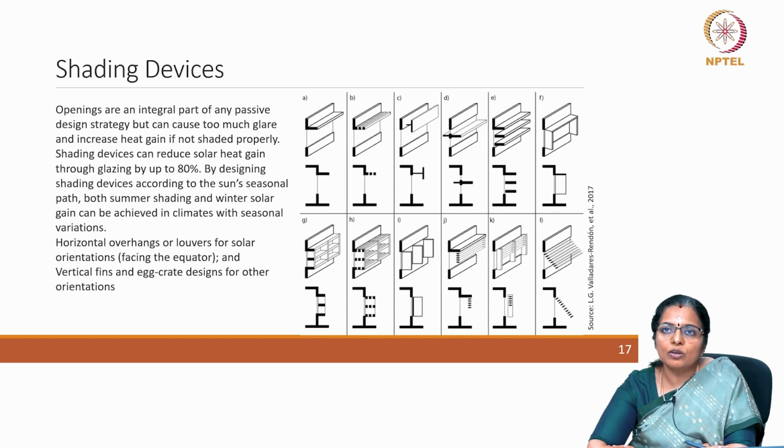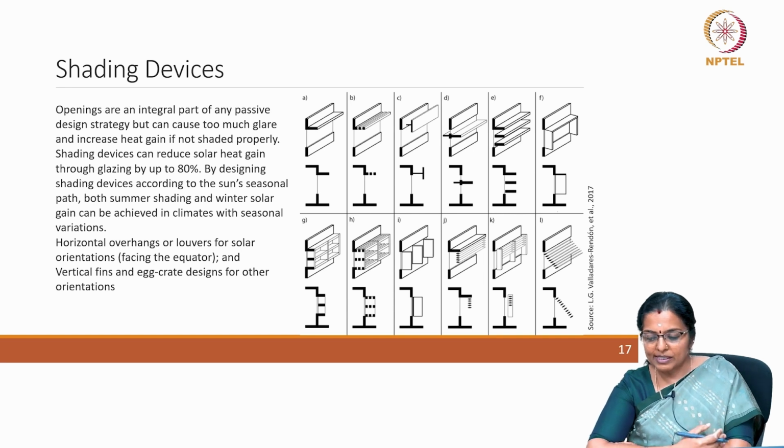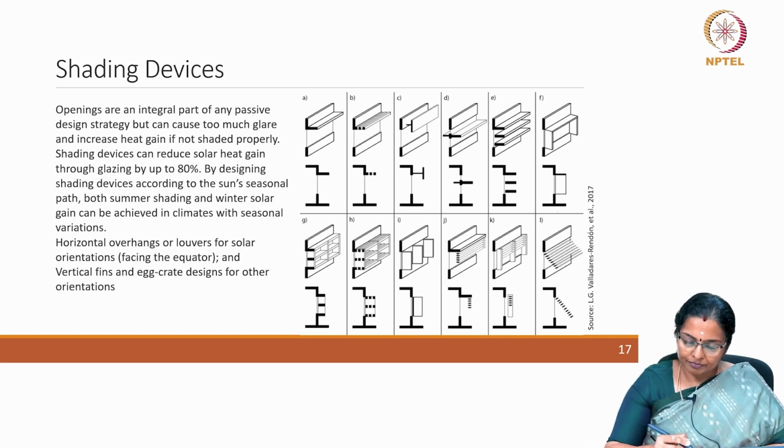Shading devices can reduce solar heat gain through glazing by up to 80%. By designing shading devices according to the sun's seasonal path, both summer shading and winter solar gain can be achieved in climates with seasonal variations. We have horizontal overhangs, louvers, vertical fins, egg crate devices as shading devices, and we will see each of these now.